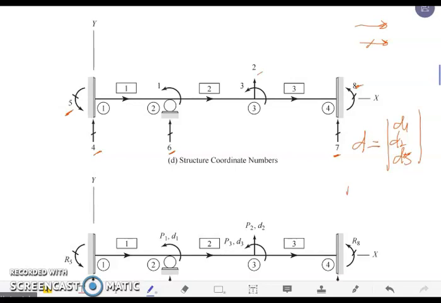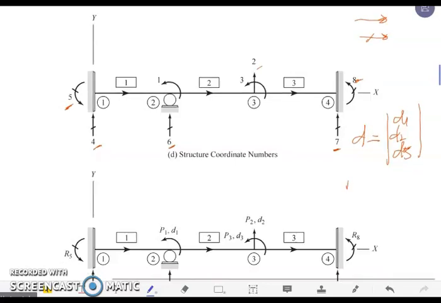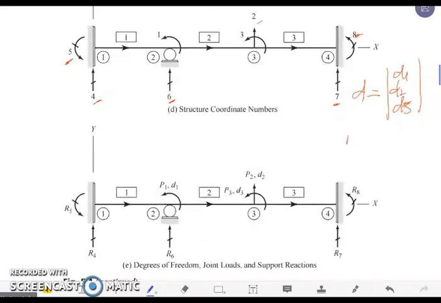Our restraint coordinates are denoted as we have here 1, 2, 3, 4, 5. Which means that we have 5 restraint coordinates. So that is the number of restraint coordinates. Now to identify the joint load vectors.